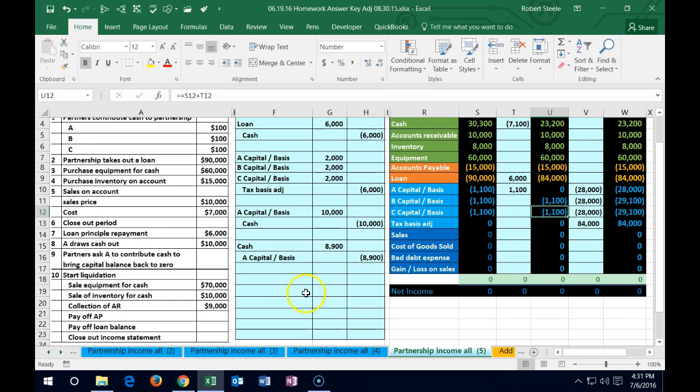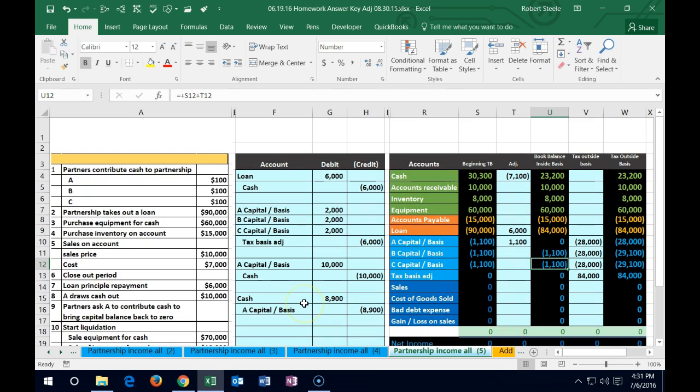Next, we're going to say that now we're going to start the liquidation process. So now we're going to liquidate, closing out the company. How are we going to liquidate? Well, we're going to first sell off the assets, get cash, then pay off the debt, then pay off the capital accounts. So we're going to sell the equipment first. And it says we're going to sell it for $70,000. We got $70,000 for it.